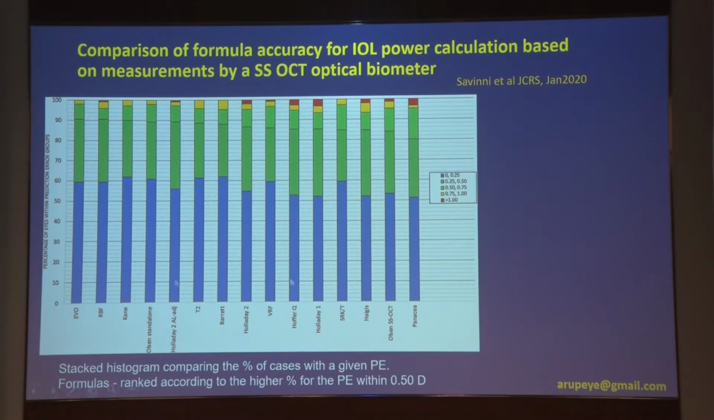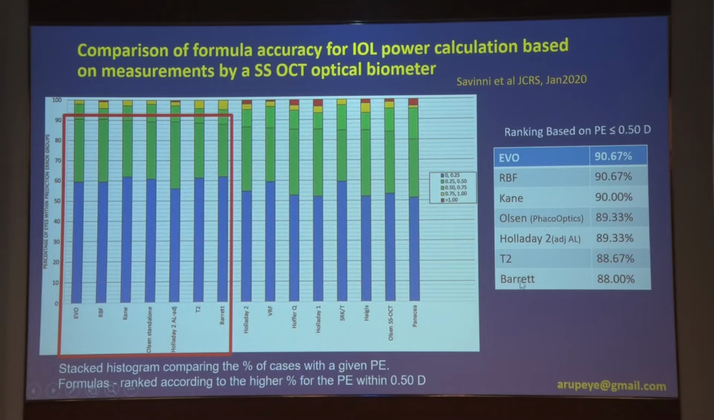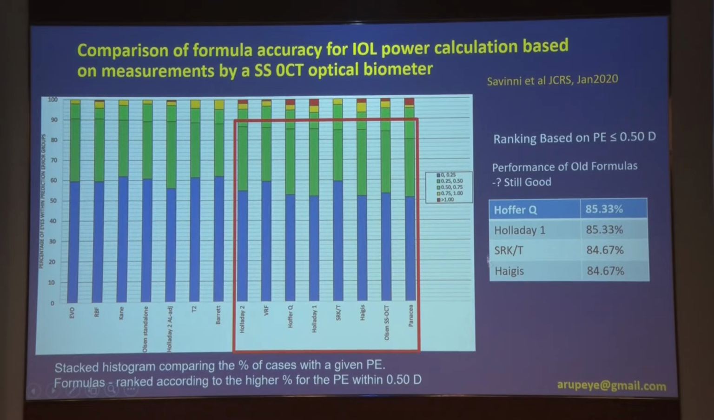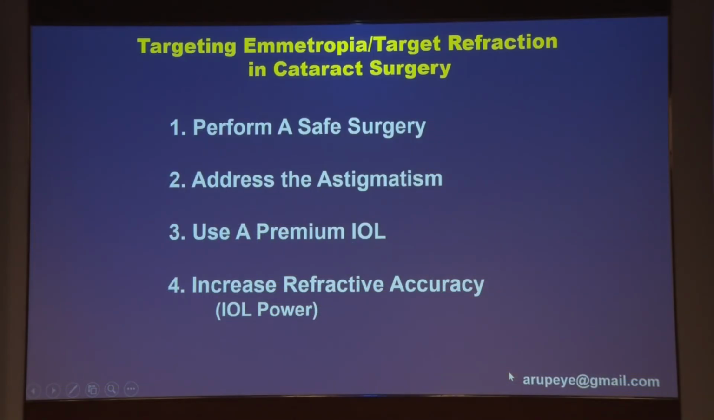So this was an article published in JCRS just 2 years back, where it was found that using all the modern formulas, with a prediction error of plus minus 0.5 diopter in the post-operative period, you are able to land between 88 to 90.67% of patients within this range, which is a phenomenal number. And with the older formulas also, the results were pretty good. So this is where we are heading.